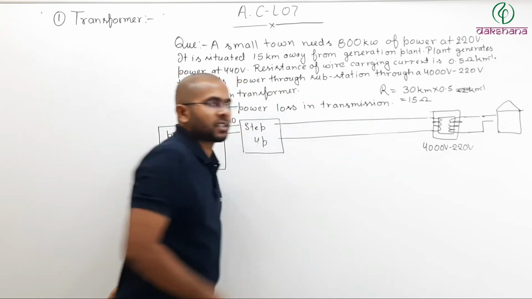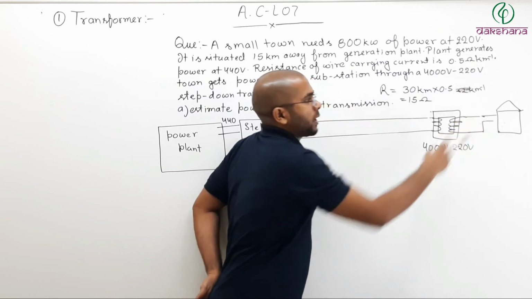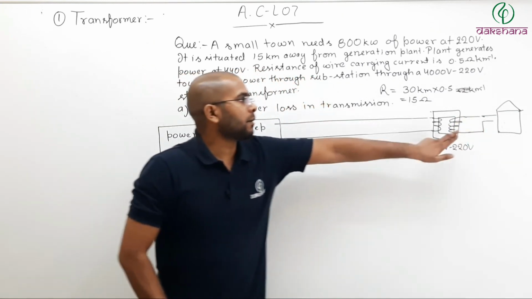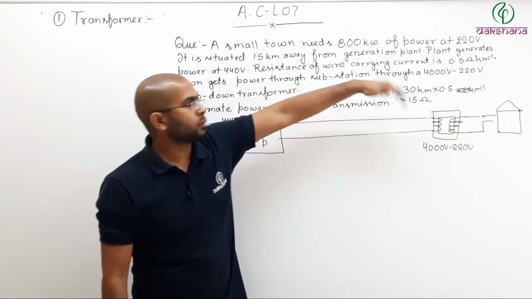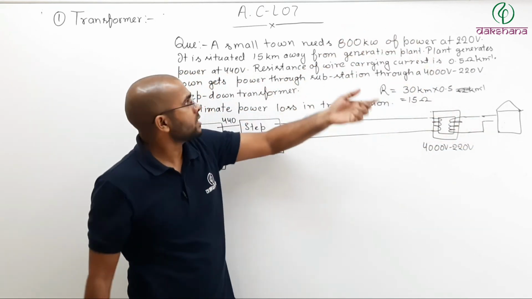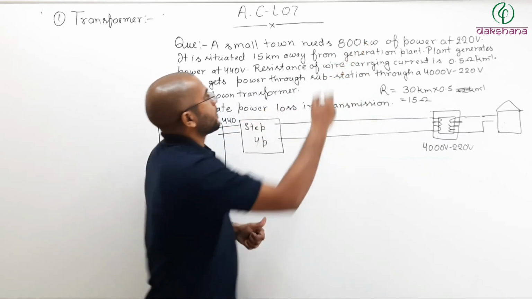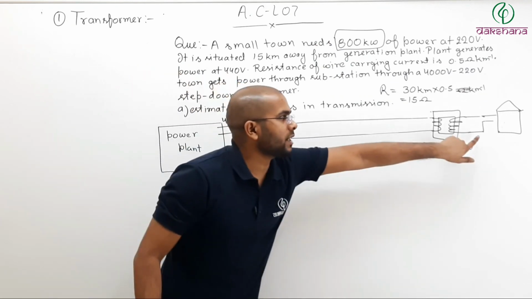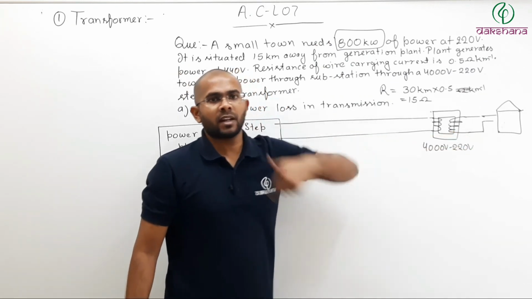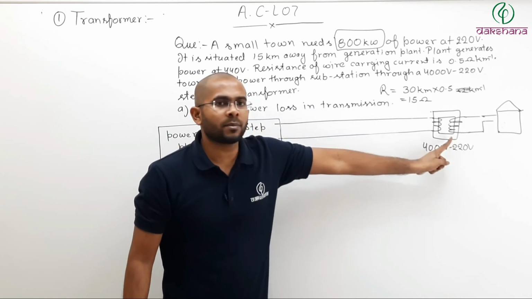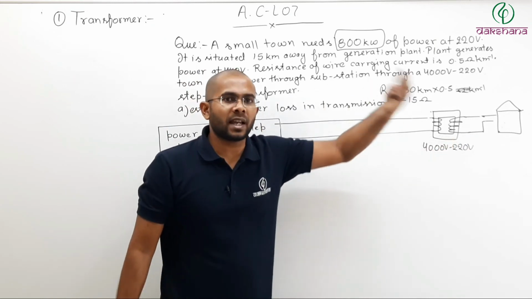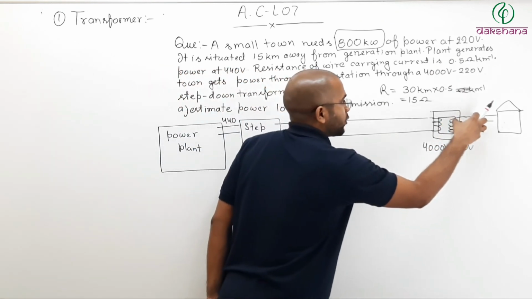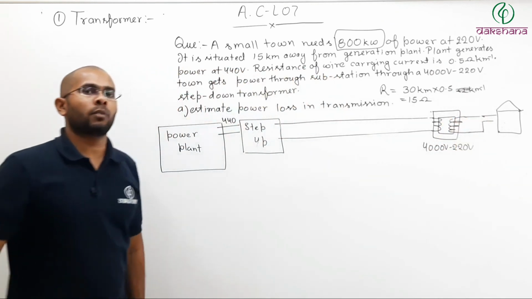Assuming that your transformer is ideal, how much is the output power? What is output power? Here the power is supplied to the town. So the town needs how much power? 800 kilowatt power. Since the town needs 800 kilowatt power, and we are assuming that this transformer at the substation supplies that 800 kilowatt power, the secondary power output in this case is 800 kilowatt.